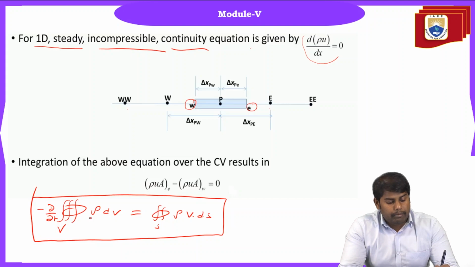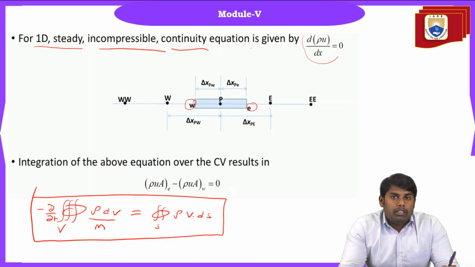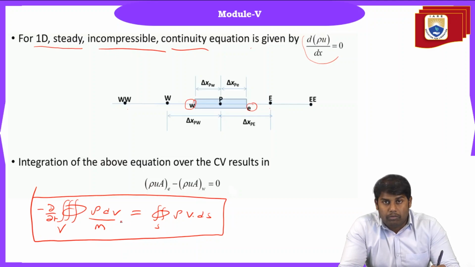Rho dV is nothing but mass, and here we have the volume integral, which is inside the volume. So conservation of mass, or continuity, deals with the rate of change of mass inside the control volume being equal to the flux crossing through the control surface. Here we are seeing it in integral form, not differential form. As I told you, the finite volume method follows the integral form of equations, while the finite difference method follows the differential form of equations.